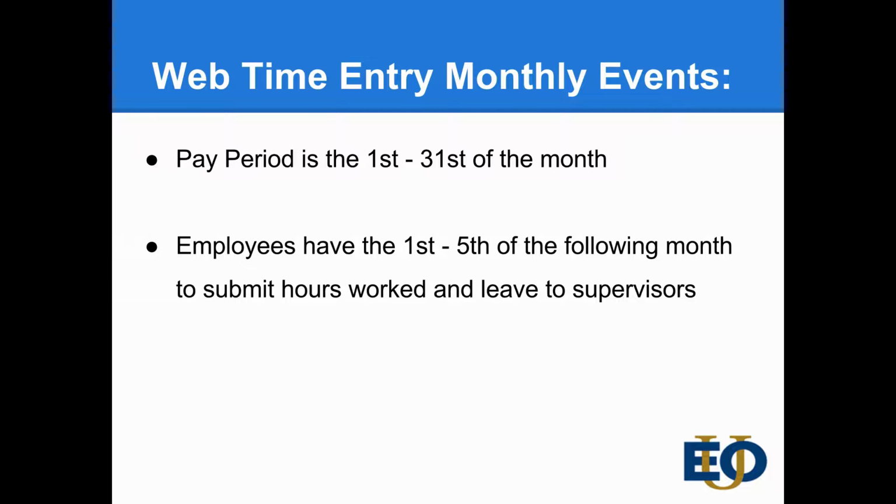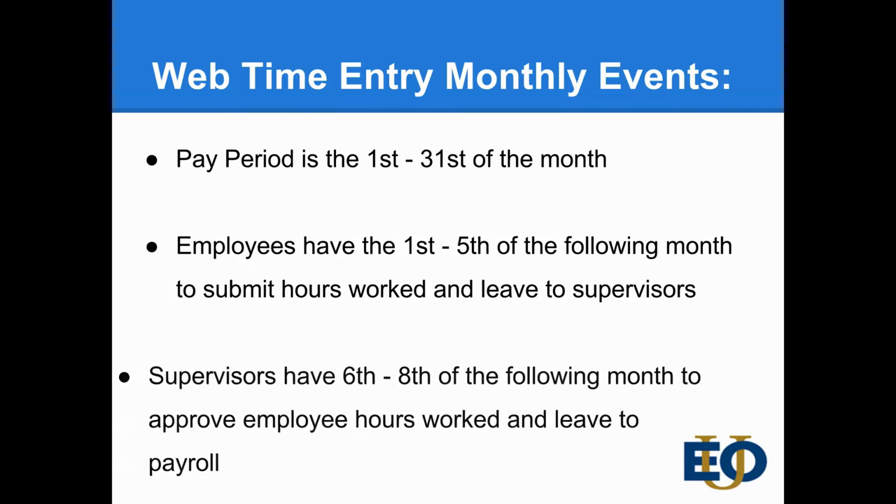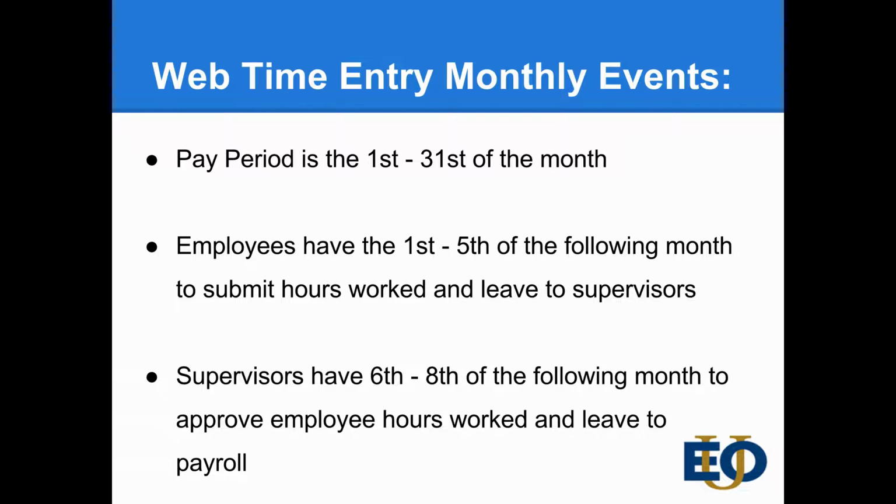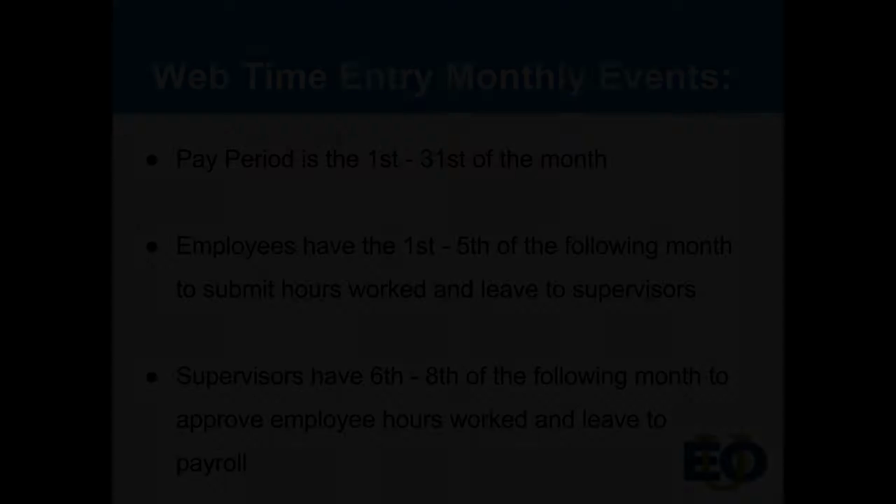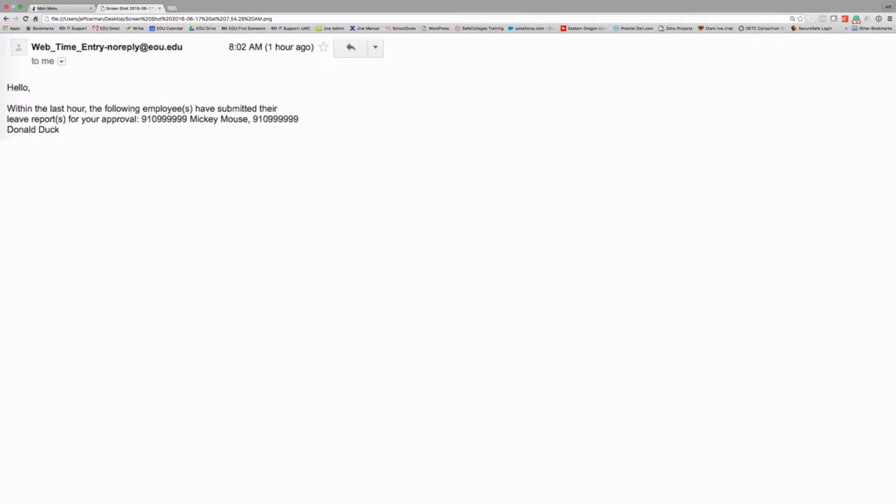Employees are going to have the 1st through the 5th of the following month to submit their hours and any leave they have to their supervisors. And then the supervisors have the 6th to the 8th of the following month to approve employee hours worked and leave to payroll.